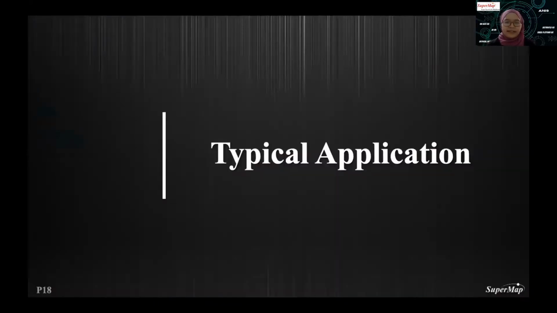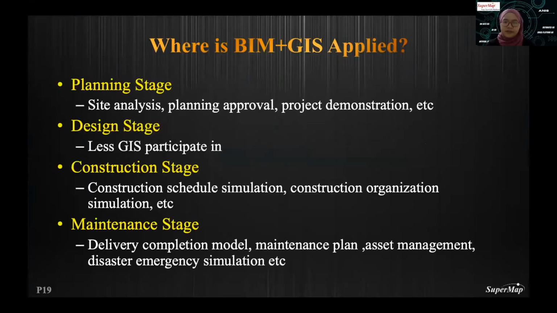Okay, so there are many typical BIM and GIS industry solutions and application cases, including urban and landscape planning, architectural design, 3D cadastral map, environmental simulation, thermal conduction simulation, indoor navigation, and so on. So where is BIM and GIS actually applied? BIM and GIS is applied on the entire life cycle of construction, including the planning stage, design stage, construction stage, and maintenance stage. So let's discuss one by one.